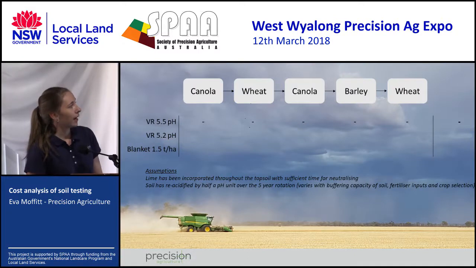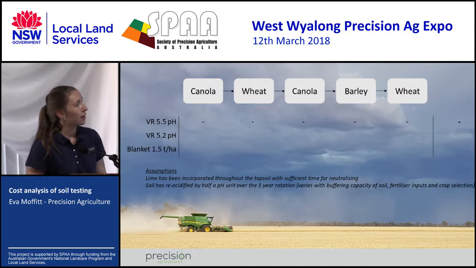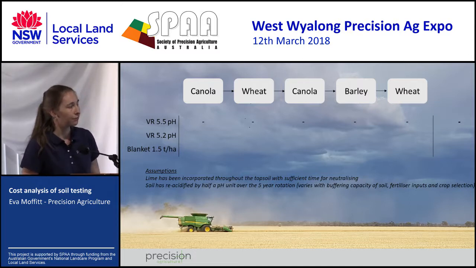So if we just have a look at a very theoretical rotation and we make a couple of assumptions, we'll try and put a dollar value on this. The first assumption is that our lime has been incorporated throughout the topsoil and it's had sufficient time to neutralise. The second assumption, for the purpose of this example, is that the soil is reacidified by half a pH unit over that 5-year rotation. Obviously that's going to vary with the buffering capacity of your soil, which is dependent on your situation, your fertiliser inputs and your crop selection, etc.